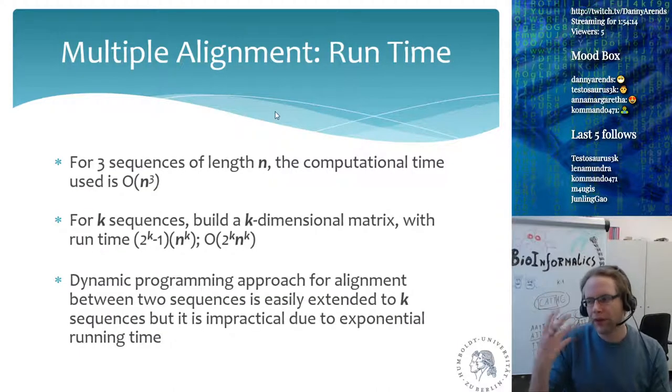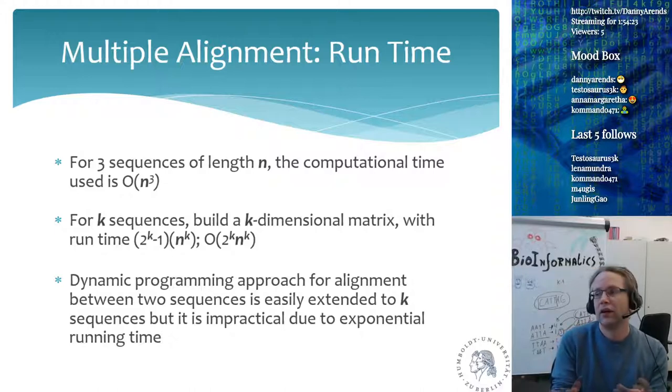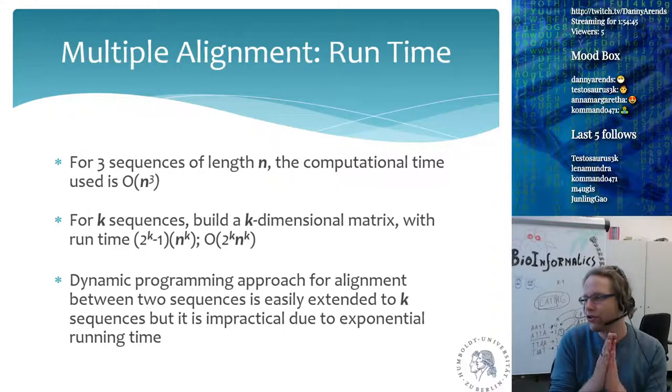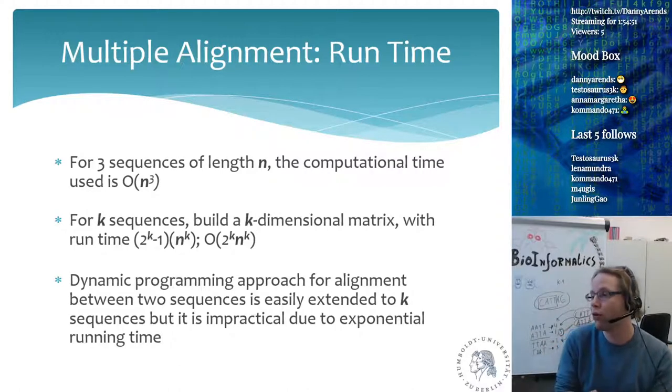If you think about this, the original Smith-Waterman algorithm in two dimensions was already the length of sequence 1 multiplied by the length of sequence 2. If you think about doing it in three dimensions, then of course it is n to the power of 3, right? So if all sequences have a similar length, then of course the computational time is O(n^3). And so if you have k sequences, you build a k-dimensional matrix, then you have a runtime of (2^k - 1) times n^k, which is just insane. These are exponential algorithms, and this is completely unworkable to do a Smith-Waterman algorithm on more than 3 sequences in a reasonable amount of time.